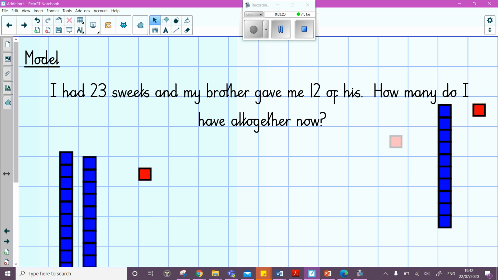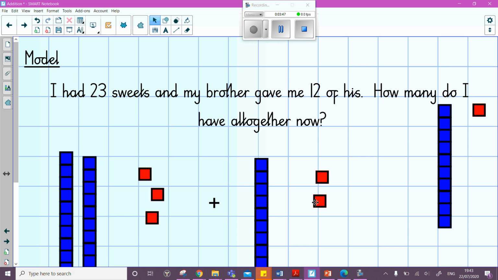21, 22, 23. And we are going to be adding to 23. And what are we going to add to? We're going to add 12 because my brother gave me 12 of his sweets. So how many tens? We've got 1 ten. And how many ones? Here, we've got 2 ones. So I have got a number problem represented using my pictures.